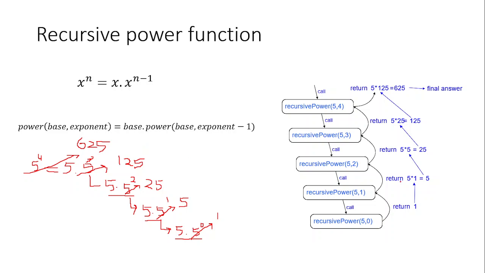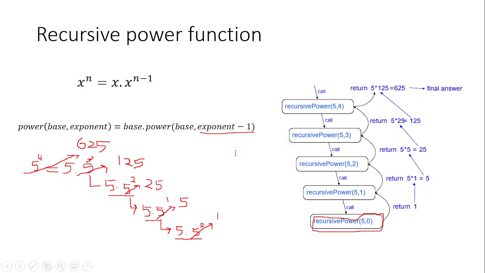So this is the base case: we know the value of the recursive power function for exponent equal to 0, it is 1. And for the other cases where exponent is not equal to 0, it is greater than 0, we can find out the value of that function in terms of a recursive call to the same function for a smaller value of the exponent. Okay, so let's implement this function.